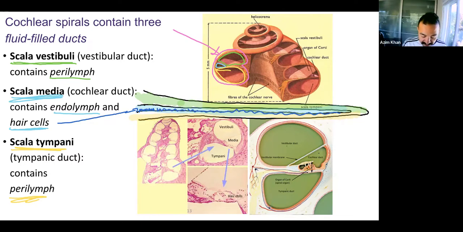If you take a look at this histology at the bottom, here is a more zoomed out version of the cochlea. And you can see repeating patterns of those three compartments. 1, 2, 3, 1, 2, 3, 1, 2, 3. These are repeating patterns of those compartments. If we zoom in on one of them, we can see the three different compartments. Here in green is scala vestibuli, scala media, I'm drawing in blue, and scala tympani, I'm drawing in yellow.